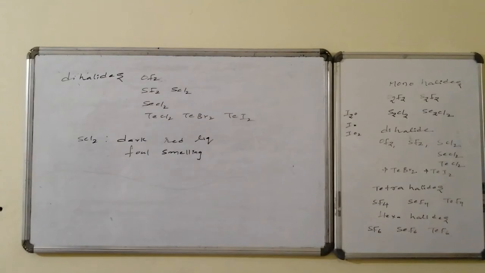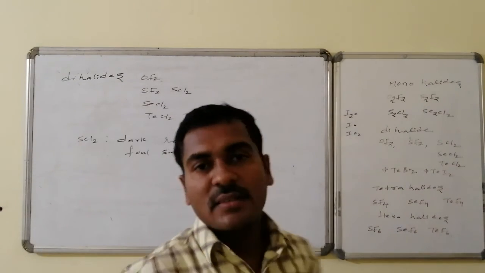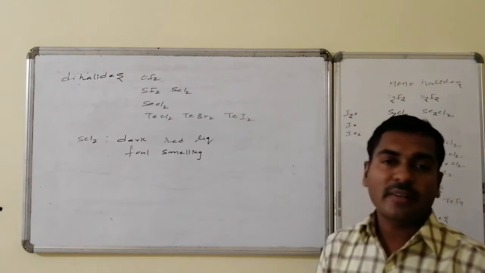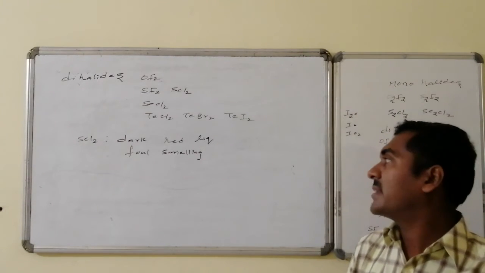Out of all varieties of dihalides, sulfur dichloride is important. This sulfur dichloride is a dark red liquid which has a foul smell.